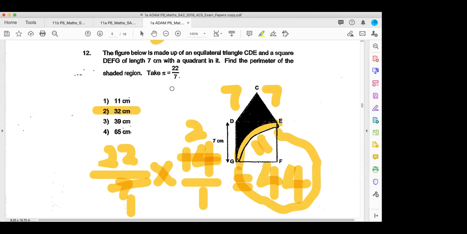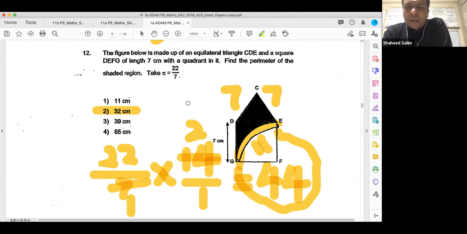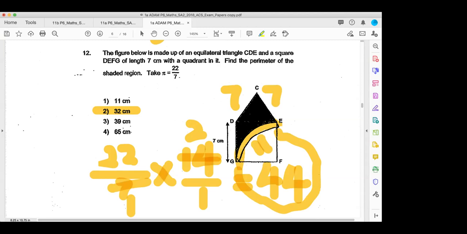32. Okay, do you get it or not? Shabika can get 32? Yes.